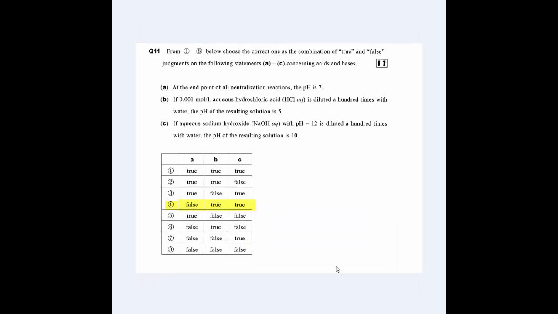From 1 to 8 below, choose the correct one as the combination of true and false judgments on the following statements concerning acids and bases. A. At the end point of all neutralization reactions, the pH is 7. B. If 0.001 mole aqueous hydrochloric acid is diluted 100 times with water, the pH of the resulting solution is 5. C. The aqueous sodium hydroxide with pH 12 is diluted 100 times with water. The pH of the resulting solution is 10. The answer is 4. False, true, true.